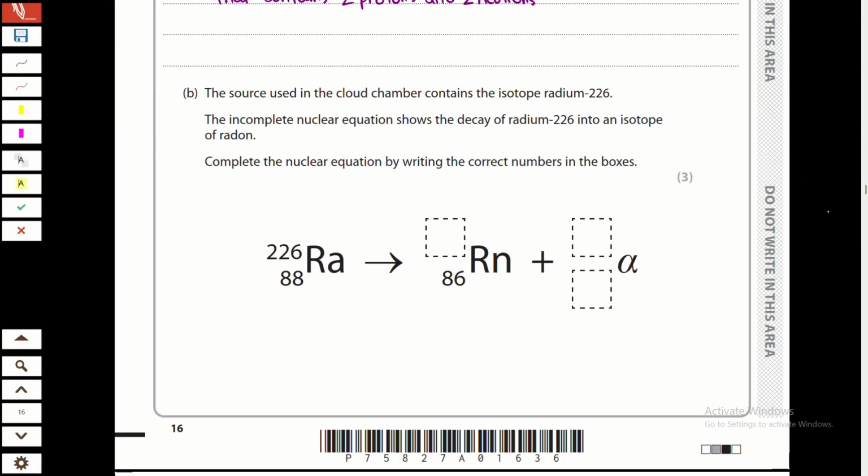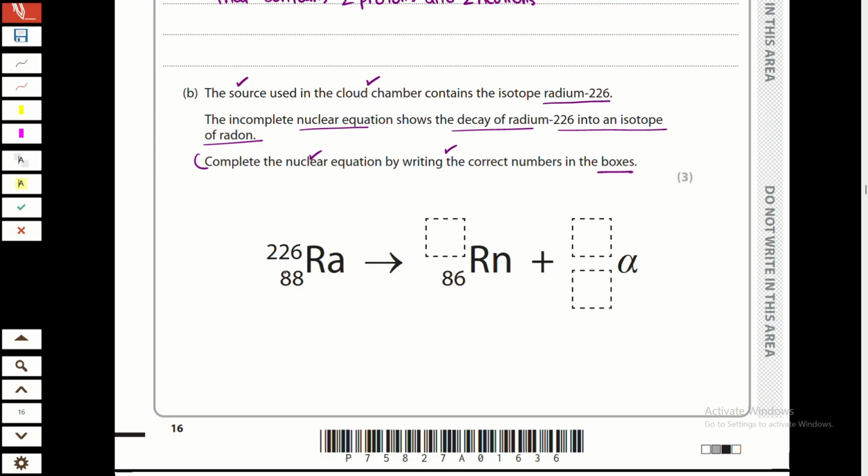Okay. Next question is basically solving a nuclear equation, completing a nuclear equation. The source used in the cloud chamber contains the isotope radium-226. The incomplete nuclear equation shows the decay of radium-226 into an isotope of radon. Complete the nuclear equation by writing the correct numbers in the boxes. So we have been told that radium-226 decays into radon by emitting an alpha particle.